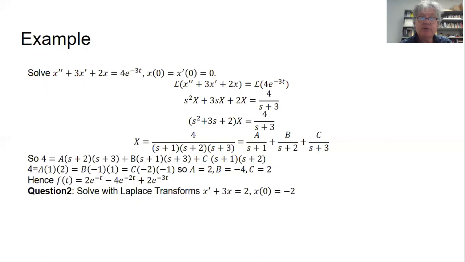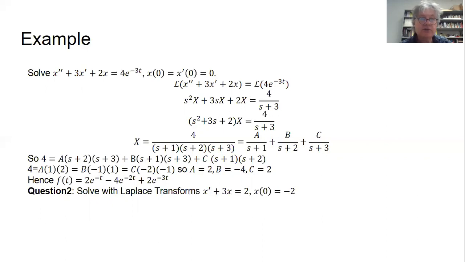s squared plus 3s plus 2 is equal to s plus 2 times s plus 1. And so again, we've got something divided by 3 linear factors. We do the partial fraction expansion. I do the same thing as before. I look at the numerators when I combine them. And so I can plug in -1, -2, and -3. So for example, if I plug in -1, we see that A is 2. Plug in -2, we see that B is -4. And plug in -3, and you see that C is 2.